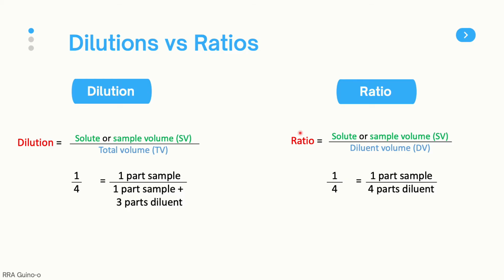Meanwhile, in a ratio, it tells us exactly the number of parts for the solute and the diluent volume. In this case, a ratio is equal to the solute or sample volume over the diluent volume, rather than the total volume, which you can find in the dilution. In this example, a 1:4 ratio is equal to 1 part sample and 4 parts diluent. So it's very important not to get confused with these two whenever we make our reagents.